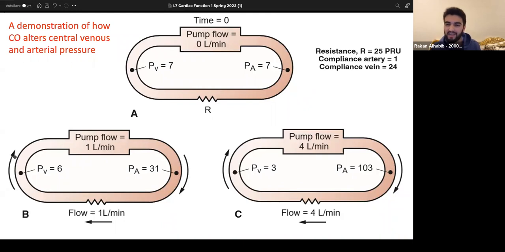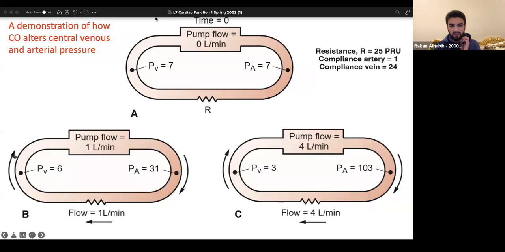You cannot say cardiac output is inversely proportional to the venous pressure. It really depends on the case. So is everything okay with this?